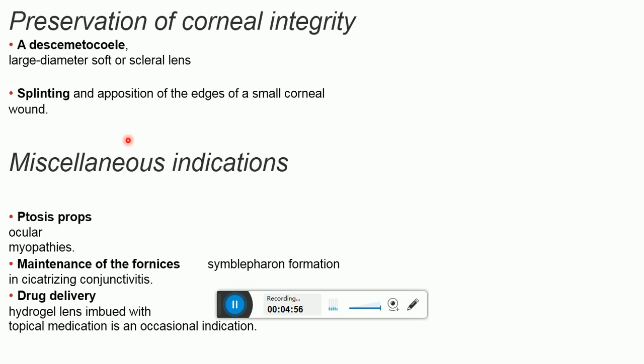Other miscellaneous indications are ptosis props, to support the upper lid in patients with ocular myopathies. Another use is for the maintenance of the fornices to prevent symblepharon formation in cicatrizing conjunctivitis. The last use is for drug delivery, enhanced by a hydrogel lens imbued with topical medication, an occasional indication.